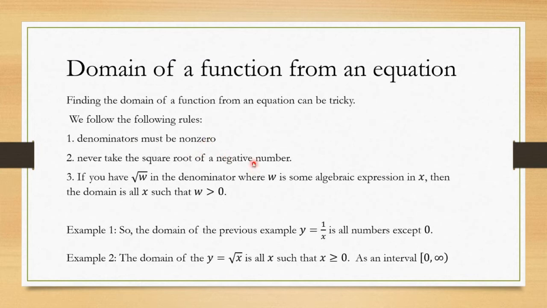In this class, we never take the square root of a negative number, right? In this class, we don't, mostly because then you'll get what's called a complex number, and we're not dealing with that. And this is something else. If you have the square root of something, that's W, where W is an algebraic expression in x. If you have the square root of something in the denominator, then the domain is all x such that W is positive. We will do some examples.